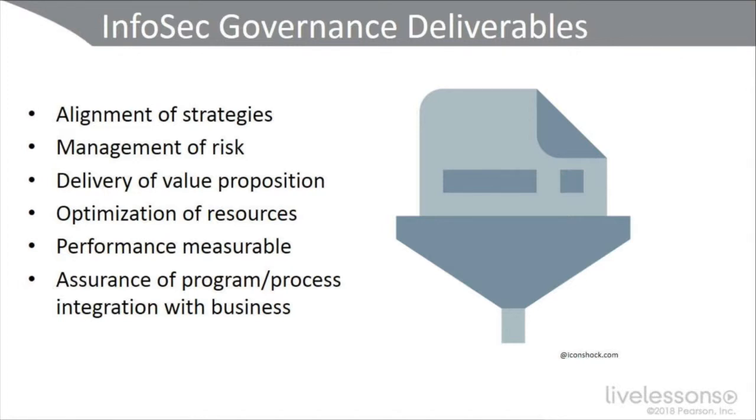What performance measurables are you going to use? These are all decided at a high level with governance, maybe with steering committees. Do you have an assurance process or a certification process that you have to go through to certify and accredit programs or process integration with your business? And then alignment. So let's break these down just a little bit more.